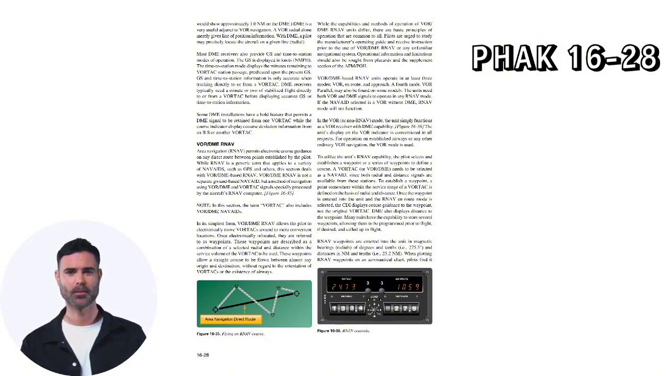DME receivers typically need a minute or two of stabilized flight directly to or from a VORTAC before displaying accurate GS or time-to-station information. Some DME installations have a hold feature that permits a DME signal to be retained from one VORTAC, while the course indicator displays course deviation information from an ILS or another VORTAC.